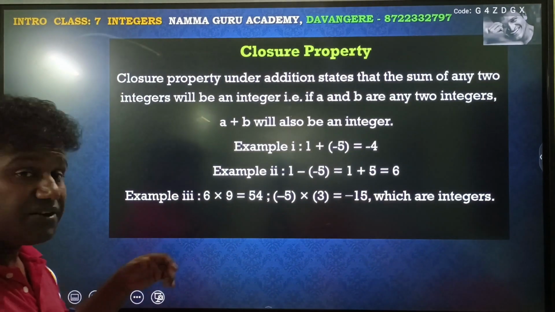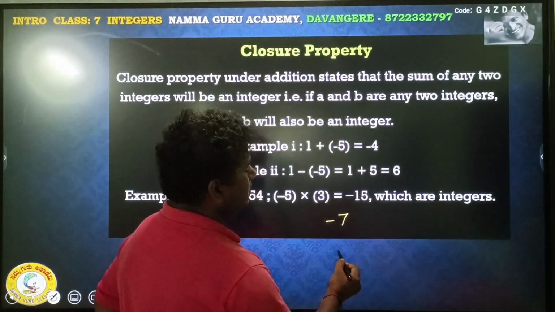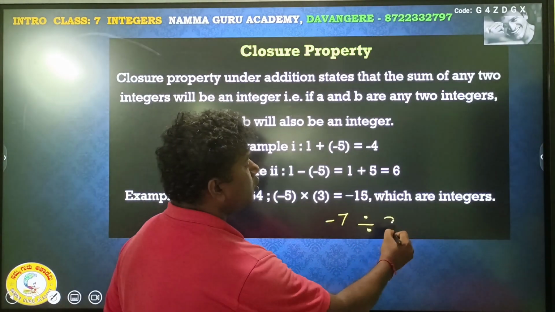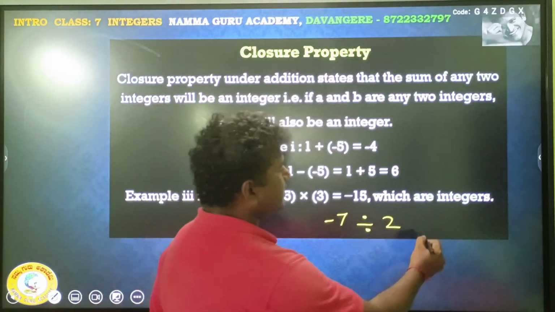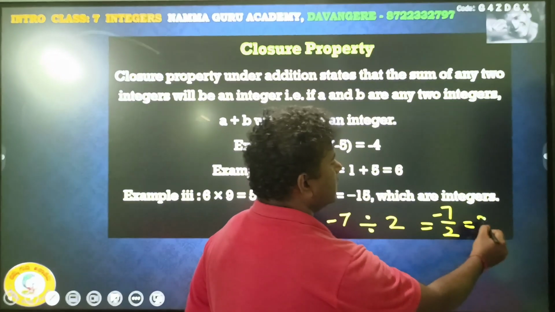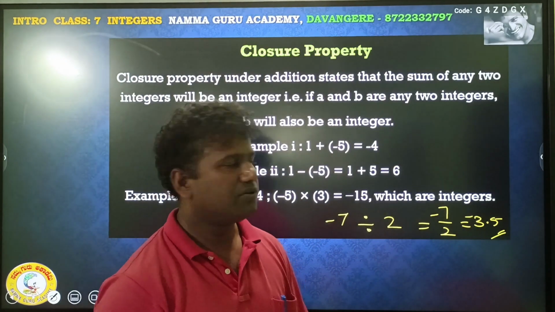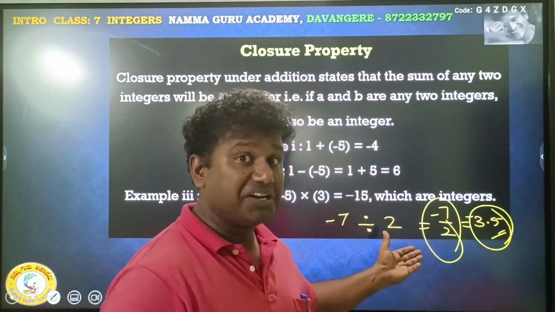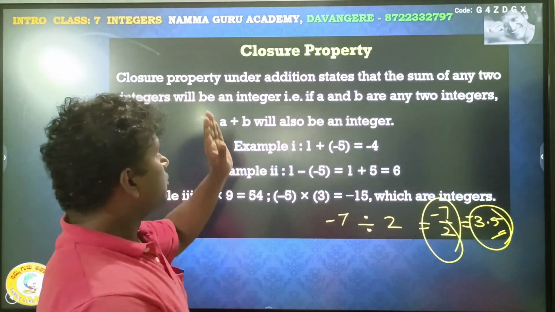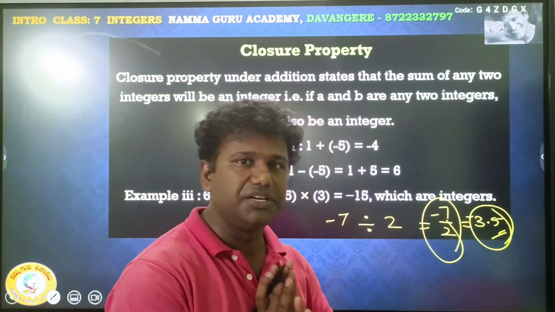Have you understood? But in the case of division, it is not always possible, because minus 7 divided by 2, what will the answer be? The answer will be minus 7 by 2 only, or minus 3.5. So 3.5 cannot be considered an integer. So closure property on integers is not applicable in division.